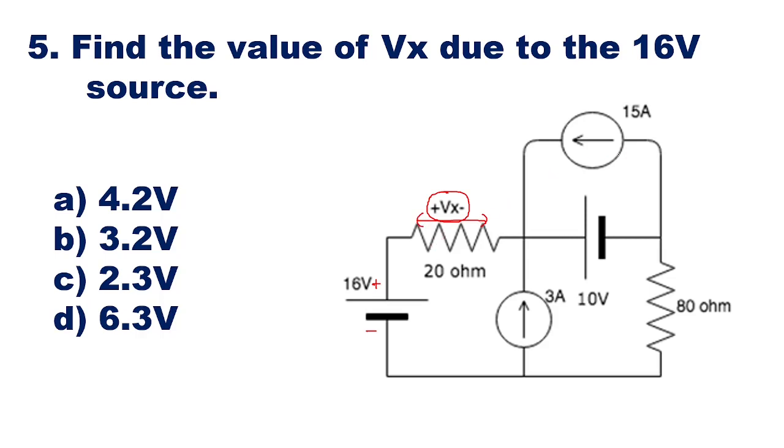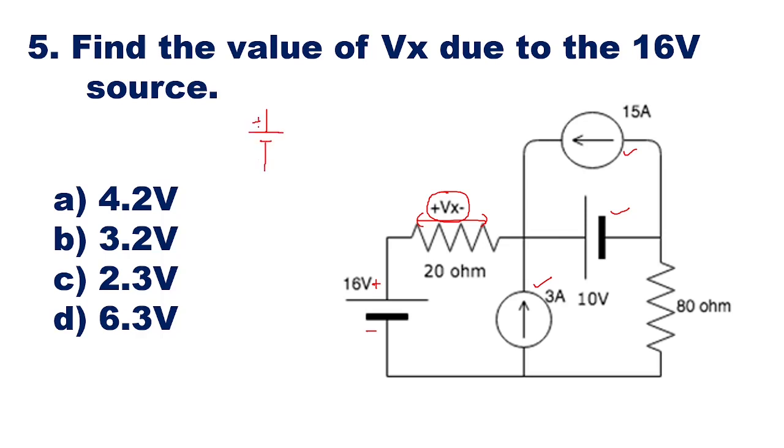Now here the other sources we have to eliminate. That means we have to eliminate this current source, and we have to eliminate this voltage source, and we have to eliminate this current source. So as we know, current sources will be opened and voltage sources will be shorted. So the circuit will reduce like this. So we will be having the 16 volt supply here.